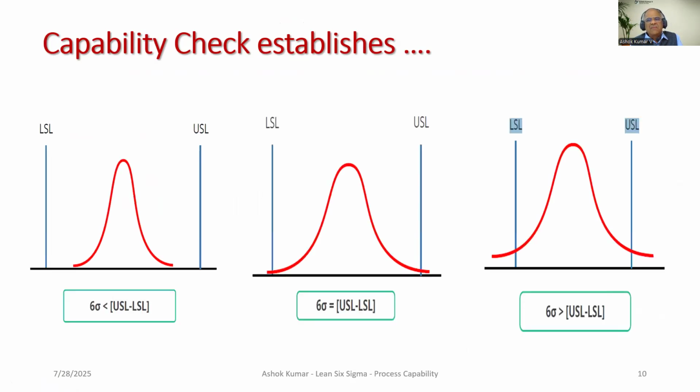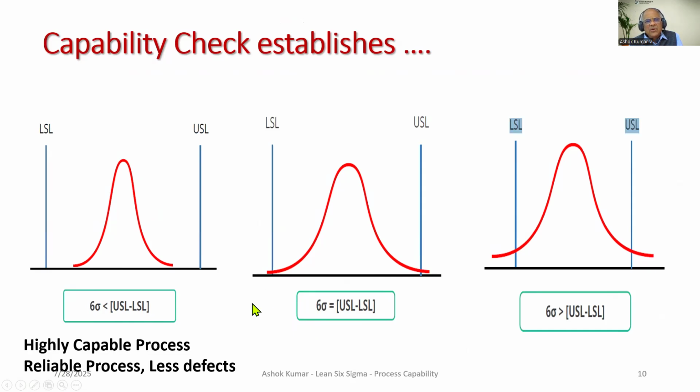The check establishes three scenarios. One is where your Six Sigma, that is the allowed process spread, is less than the specification limit, upper specification minus lower specification, which means the process is capable. In this scenario your process is capable, reliable, and it does not produce defects. Then the DPMO or the DPU is very less.